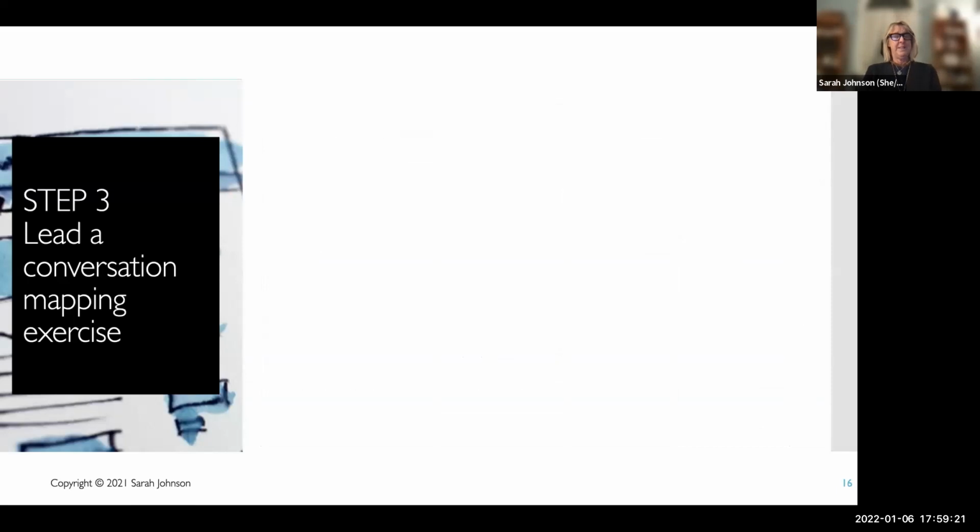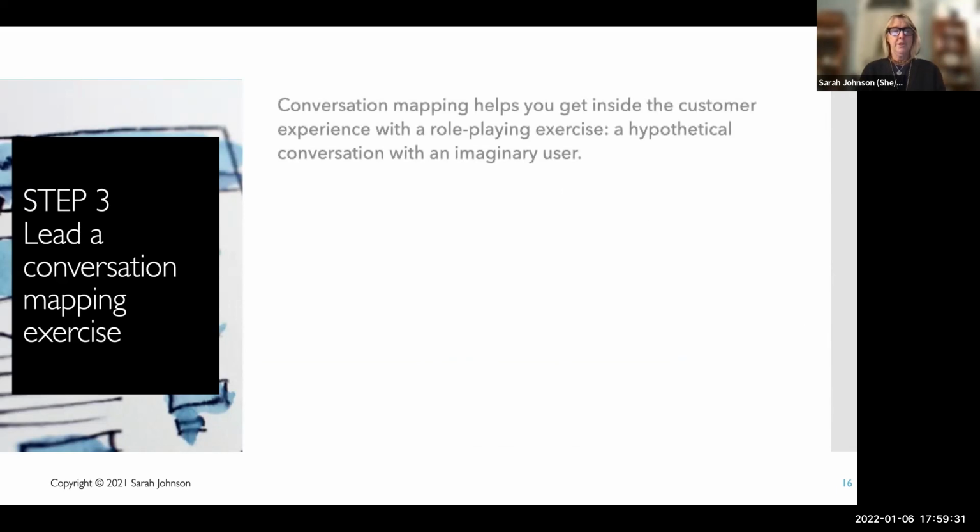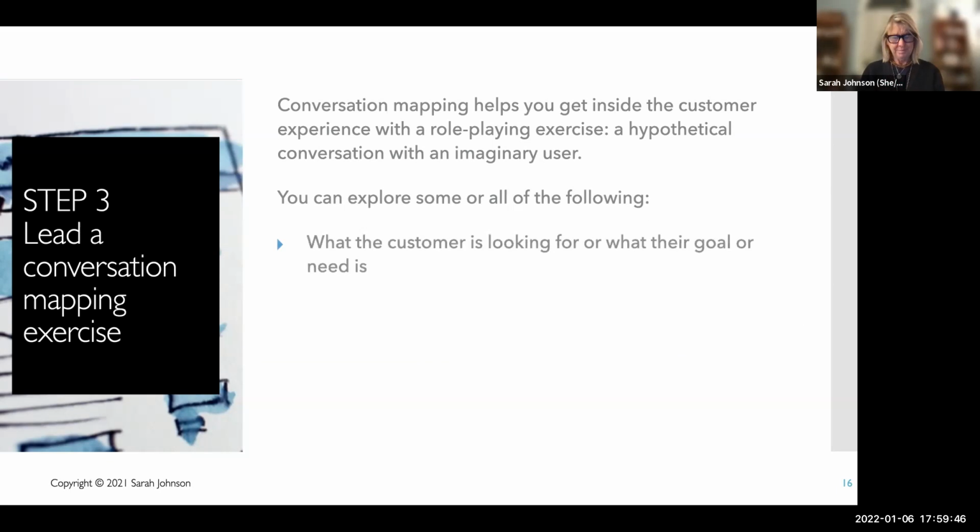So step 3 is where it gets more fun and exercisey, which is we're going to look at doing a conversation mapping exercise. Conversation mapping helps you get inside the customer experience, and it's a role-playing exercise, a hypothetical conversation with an imaginary user. So you can explore in a conversation some or all of the following.